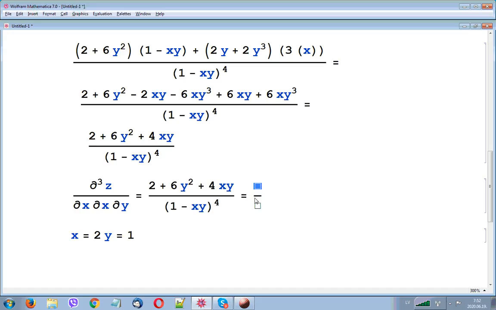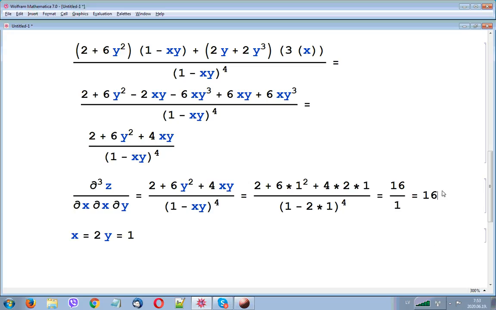So then this will be the following. It will be 2 plus 6 multiplied by 1 squared plus 4 multiplied by 2 multiplied by 1, divided by 1 minus 2 times 1 to the power of 4. And you see here above you will have 2 plus 6 plus 8, this is 16, and here you have 1. So final answer is 16. And that's all.